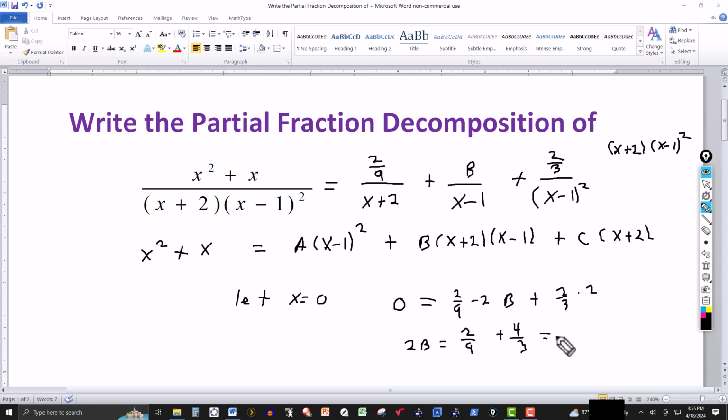This is going to equal to, so we got 2/9, common denominator here, the common denominator to be 9, so multiply by 3 and 3, this will give me 12 over 9, so this gives me 2 and 12 is 14 over 9, and then we divide both sides by 2 or multiply by 1/2. The 2 cancels over here. It'll give me a b, and 1/2 times the 14/9 will give me 7/9. So b then is equal to 7/9.